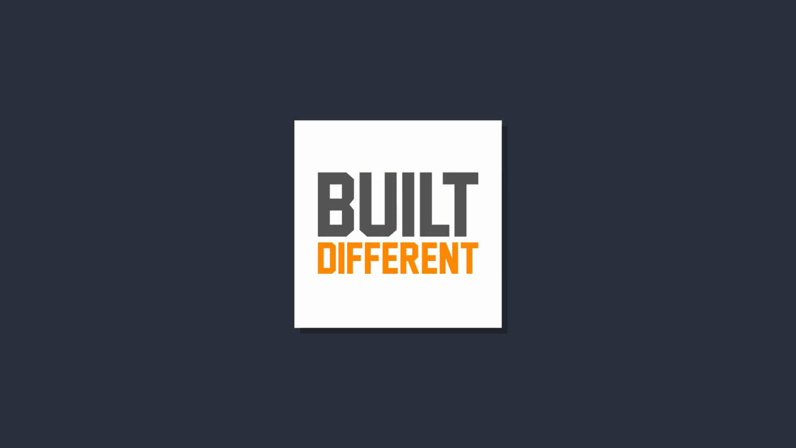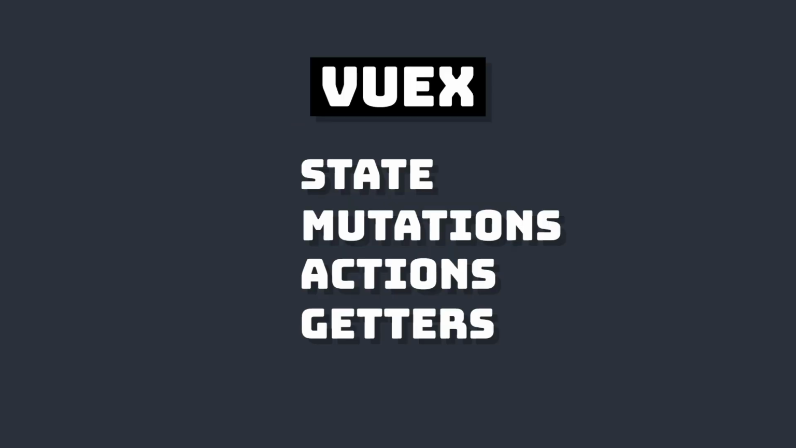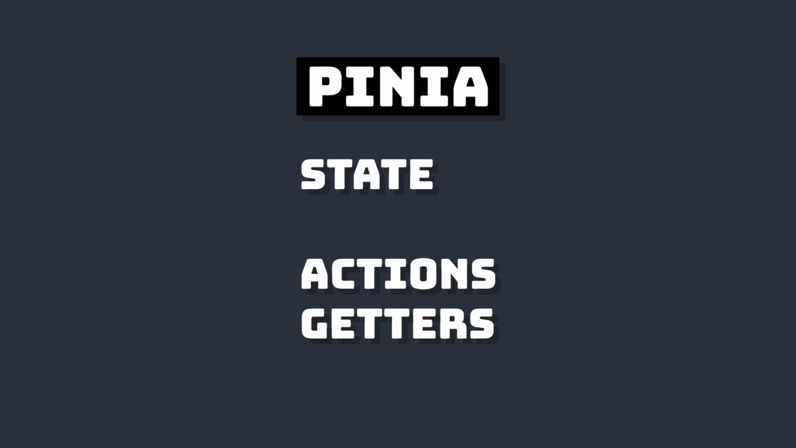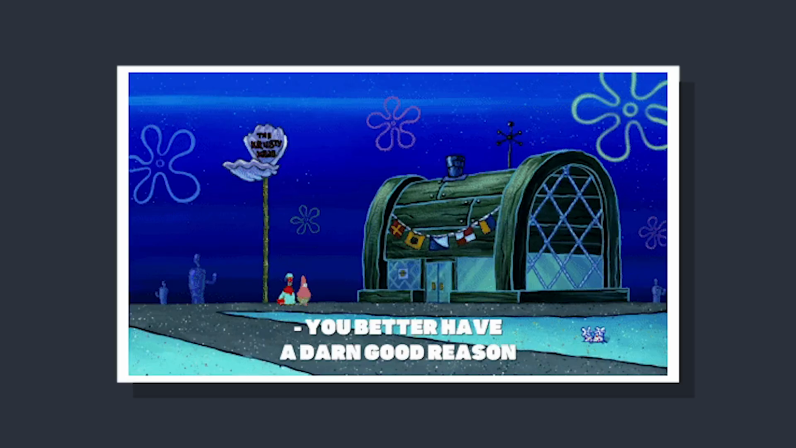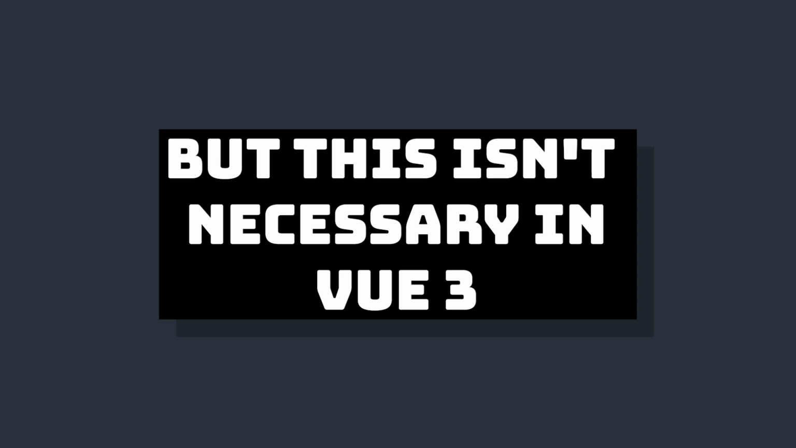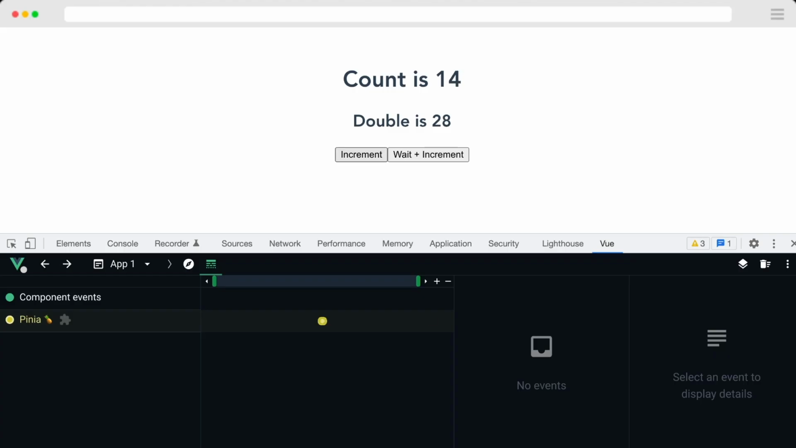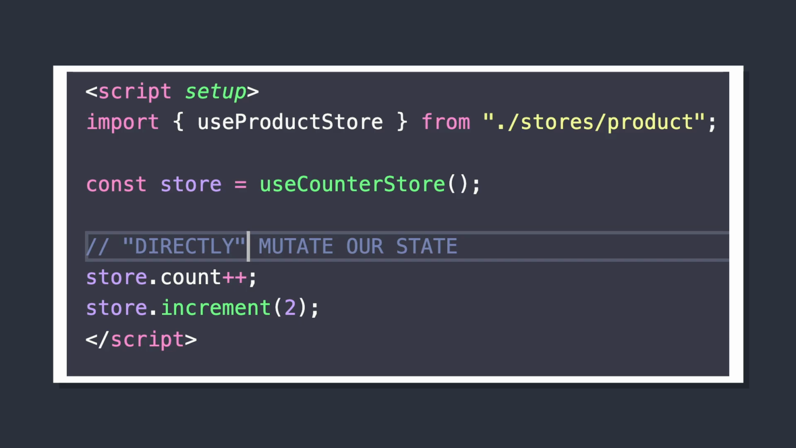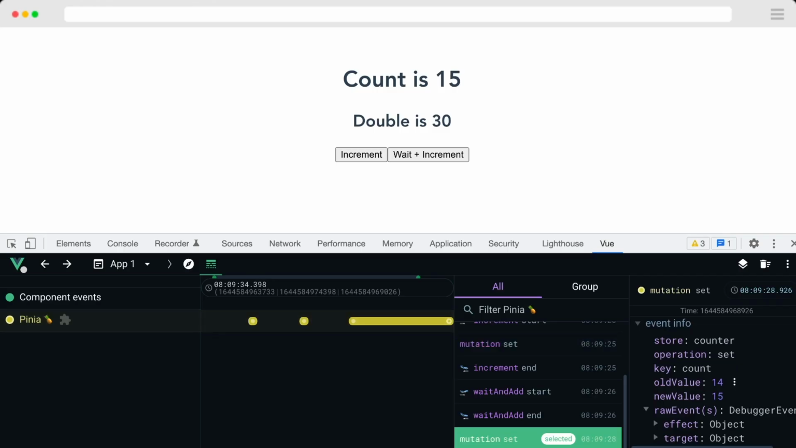Another difference is that while Vuex has a state, mutations, actions, and getters, Pinia does not have mutations and only has state, actions, and getters. And there's a good reason for this. Previously, mutations were needed to add necessary dev tooling to see when exactly a component will change, but with a lot of Vue 3's core features exposed, we can still see exactly when our state is changing without needing a specific mutation. Using the same kind of logic, Pinia also lets us directly mutate our state, and we can see those changes in our dev tools.